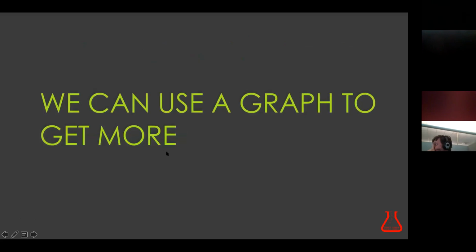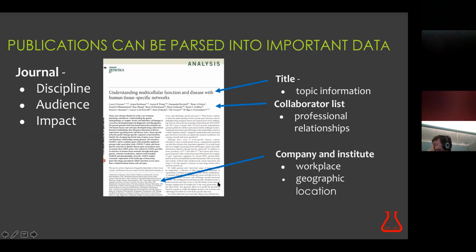Let's see. So we can use graph to get a little more. And what I'll show you right now is our analysis of a very robust and free and open data set. It's publication data. So these publications are examples of years of work on the part of each of the scientists involved. The title is telling because it's supposed to be the most important sentence in the paper. So we can pull these titles out and put them in a graph and do an NLP on them.